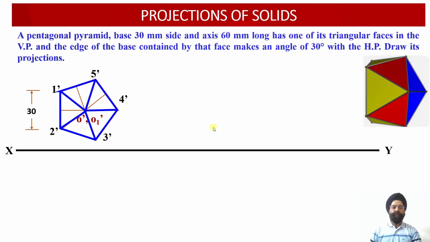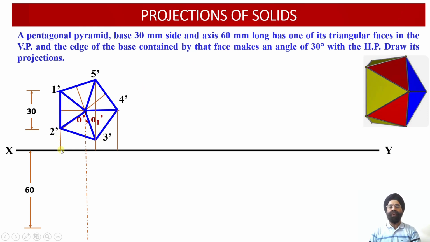So this completes the front view projection of the pentagonal pyramid which has its base contained by the vertical plane. Now let us proceed with the construction of the top view projection of this pentagonal pyramid when the axis of this pentagonal pyramid happens to be parallel to the horizontal plane and the base is contained by the vertical plane. Now we know that the axis length corresponding to this pentagonal pyramid is 60 millimeter. So now we have to draw the projections for the top view over here.